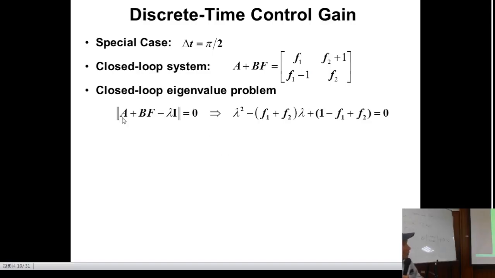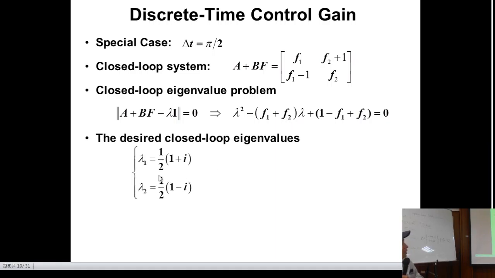Then I say, well, this is the eigenvalue I want to have. That's the eigenvalue. And I say, okay, I want the desired closed loop eigenvalue. The same question you might ask: why do I have a half, 1 plus i, a half, 1 minus i? Why?